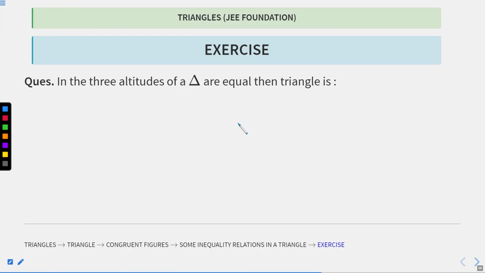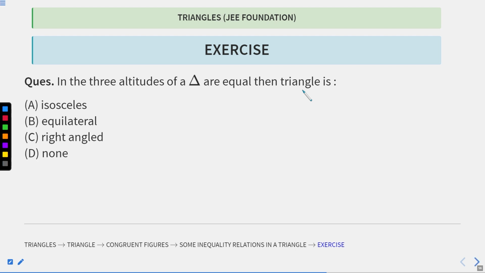So the first question says, if the three altitudes of a triangle are equal, then my triangle is... If you recall, what triangle is called if all of the three altitudes of a triangle are equal? In an isosceles triangle, the two sides must be equal. Okay, in an equilateral triangle, all the three sides must be equal.